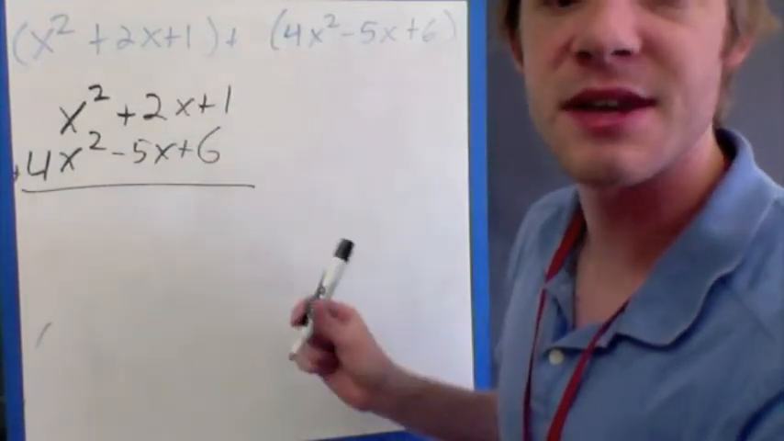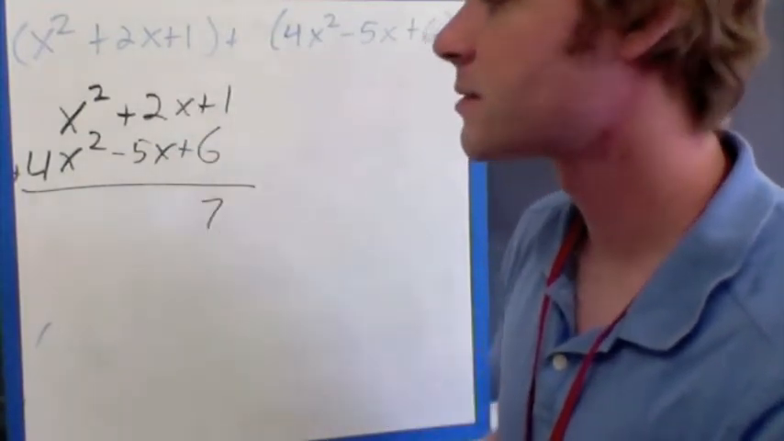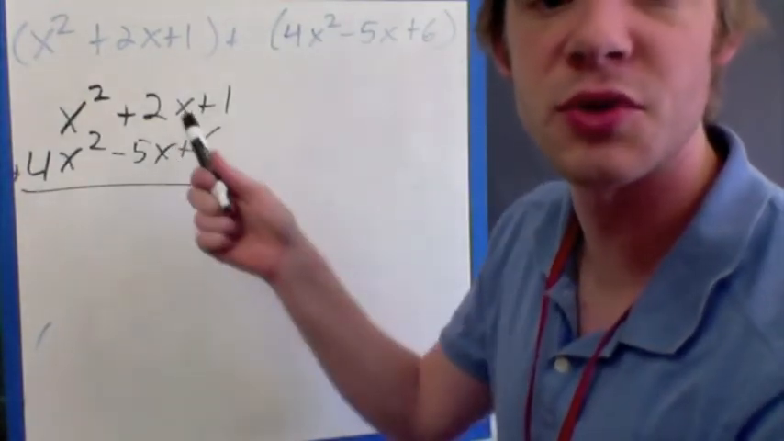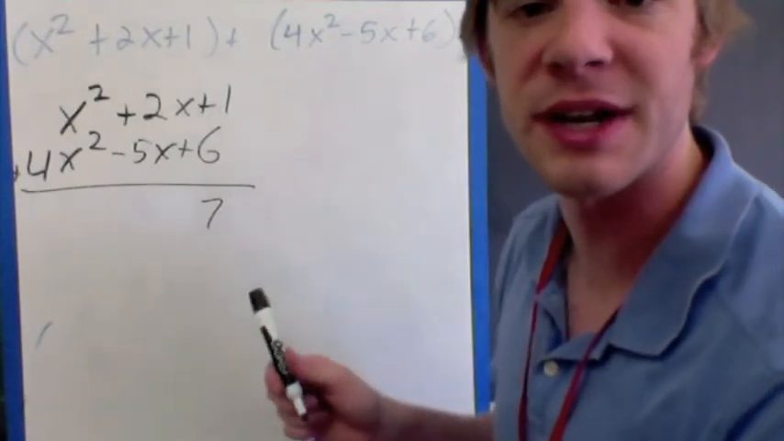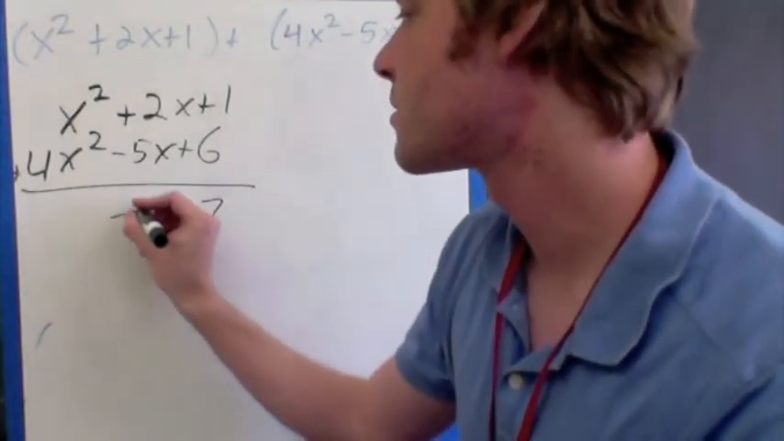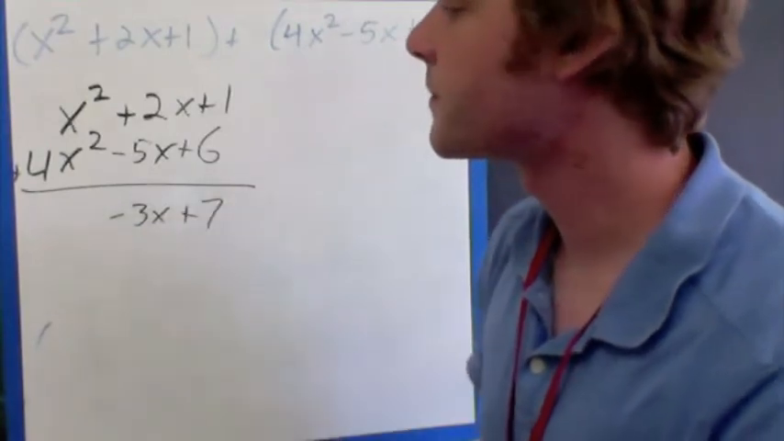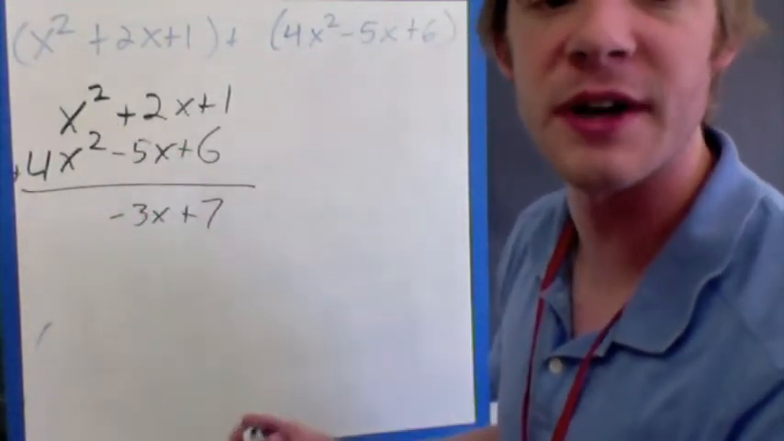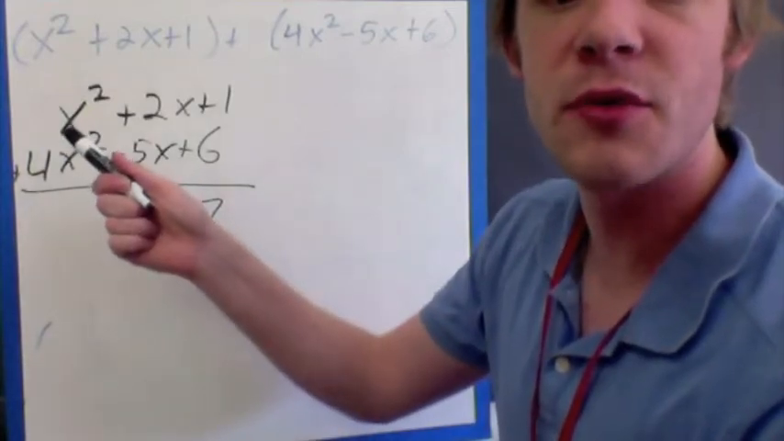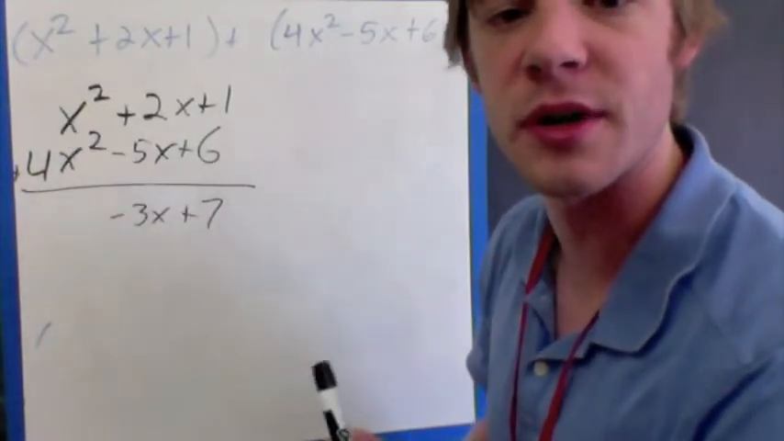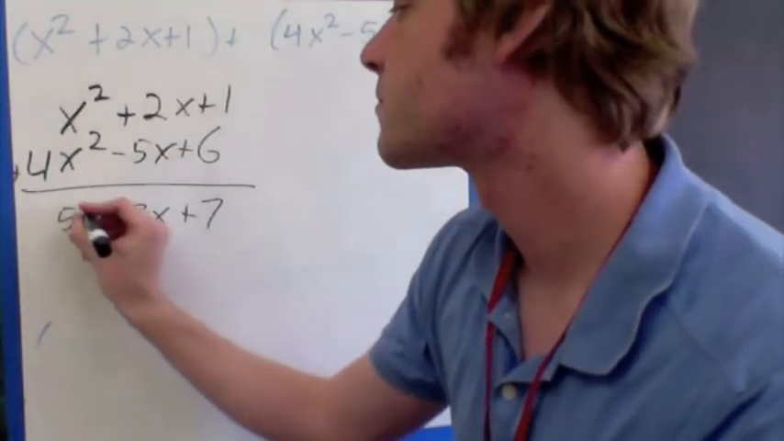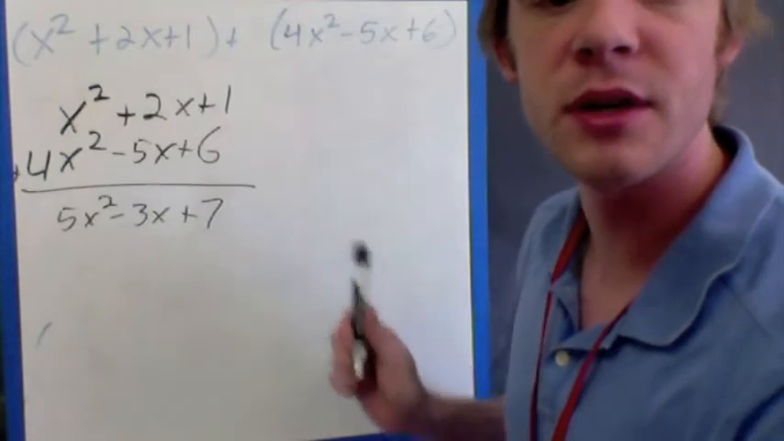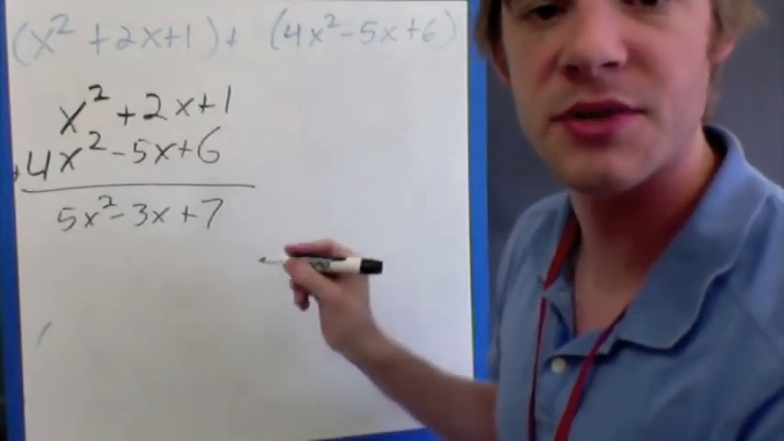1 plus 6 is 7. 2 plus negative 5 is going to be negative 3, so 2x plus negative 5x will be negative 3x. And then x squared plus 4x squared will be 5x squared, because if there's no number in front of an x, it counts as a 1. We make sure we keep the powers the same for everything, and this is it. We're done. This is our answer right here.